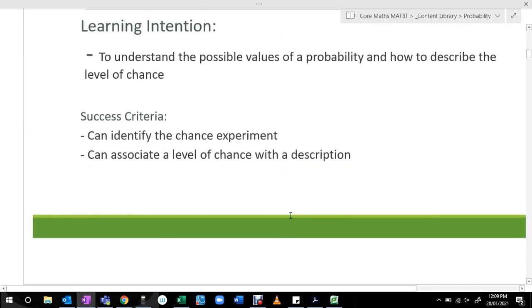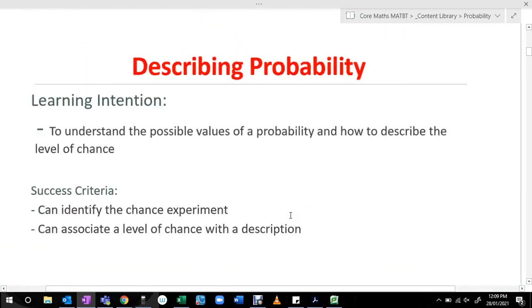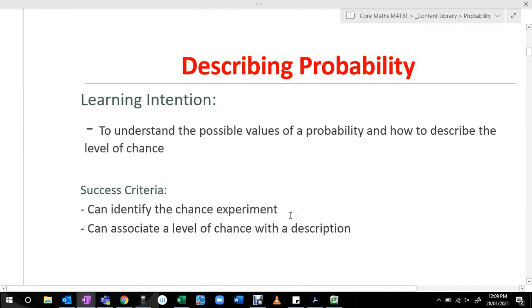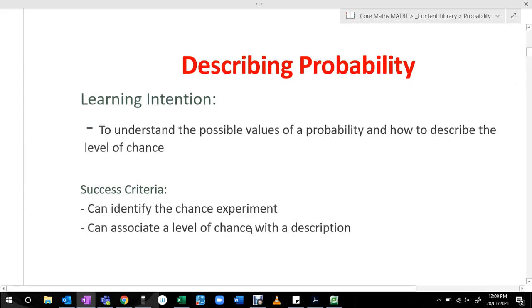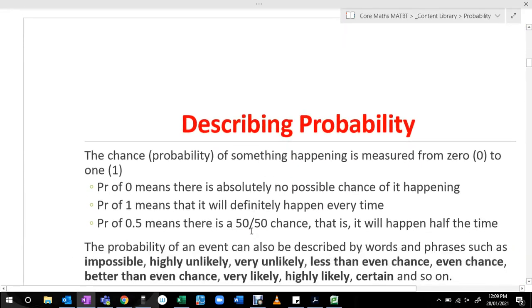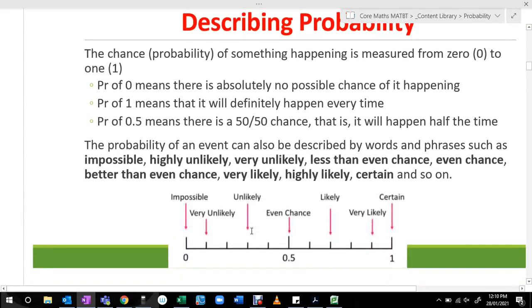So the first part we're going to look into is describing your probabilities, and the intention for that is to understand values that represent certain probabilities, or certain levels of chance. To reach this, we're going to try to identify what a chance experiment is, and also what a theoretical experiment is, and level of chance with a description. We're going to start off with just what's a chance experiment. Those are the first main things. A lot of words there, but don't fret.